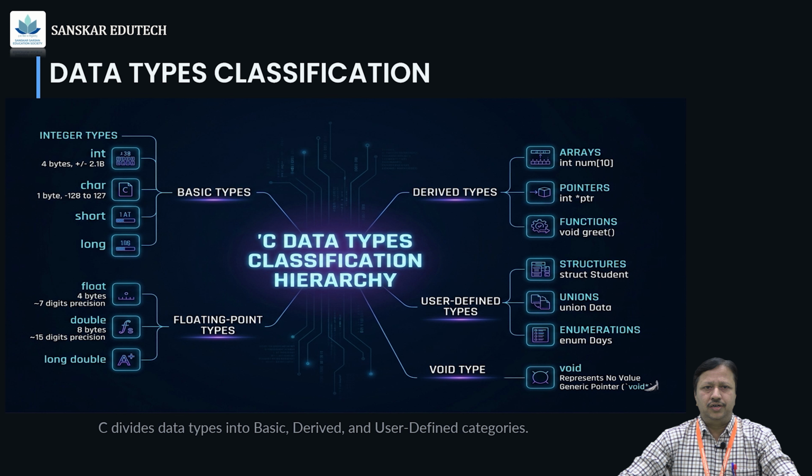In C, there are three types of data types: basic data types, derived data types, and user-defined data types. The basic data types are integer, float, double, char, bool, void. The derived data types are array, pointer, and function, and the user-defined types are union, structure, and enumerations. First, we will discuss the basic primary data types in C.